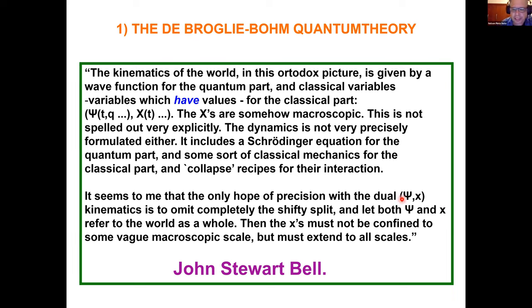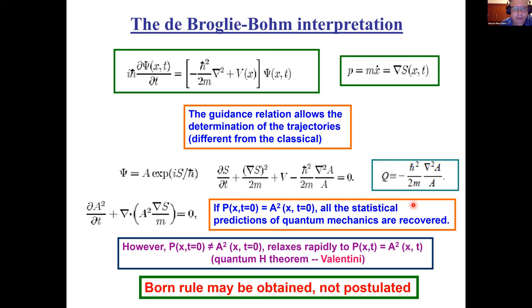So as we are now trying to describe a quantum particle not only by its wave function, but also by its position, we need some equation for the position. And that's what was done by de Broglie and then reformulated and improved by Bohm. So the equations, this is just non-relativistic quantum mechanics, but as I said, this can be extended to field theory.